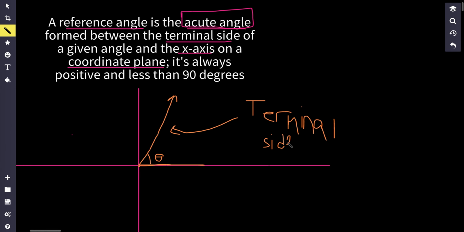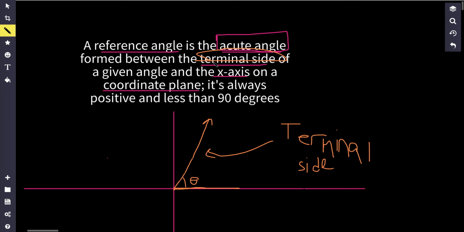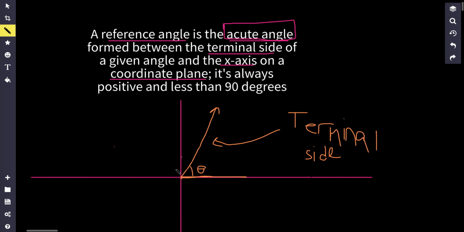So in the definition of a reference angle, this terminal side just represents the ray that you draw to create this angle.